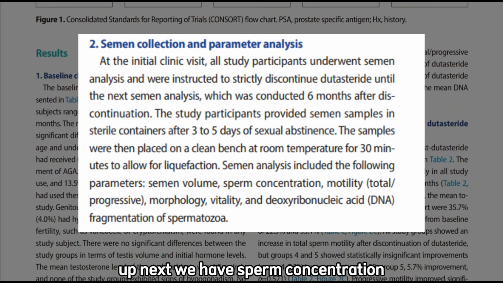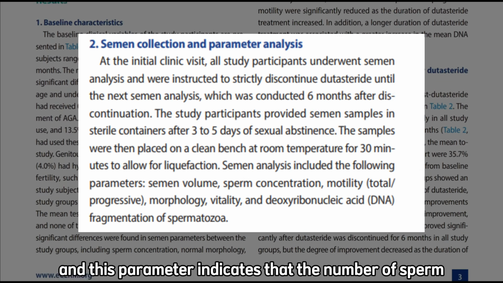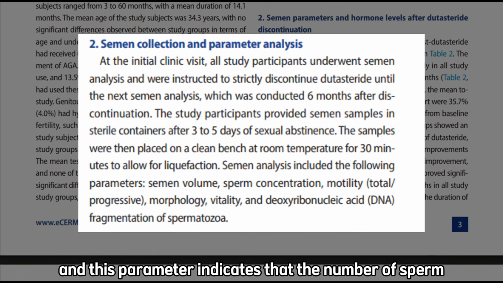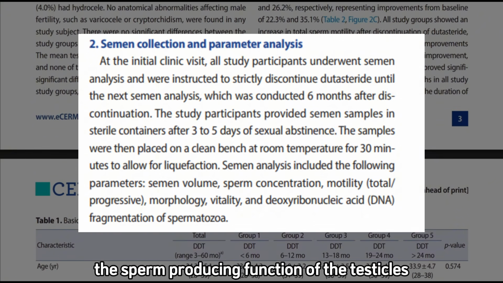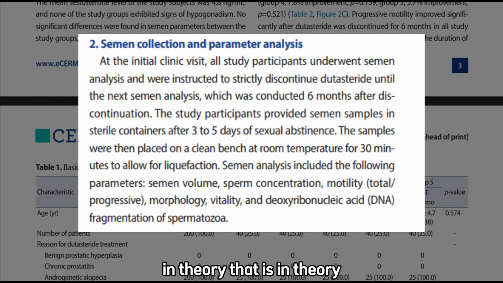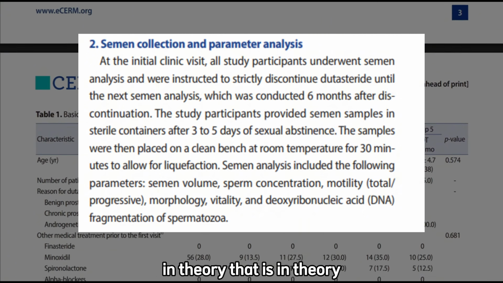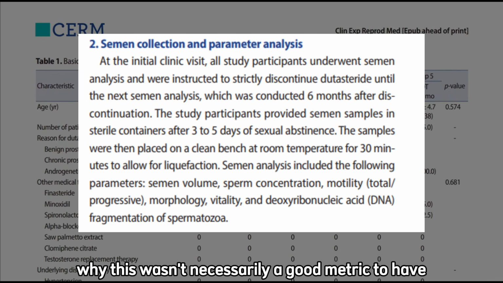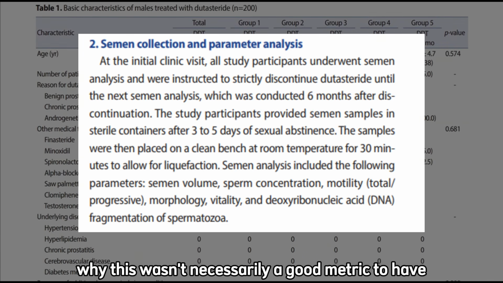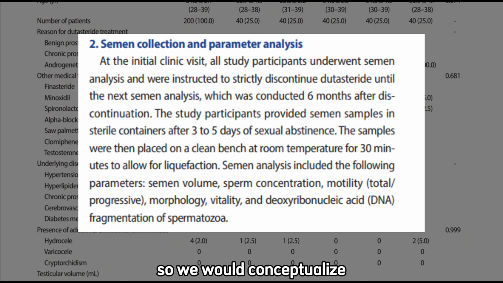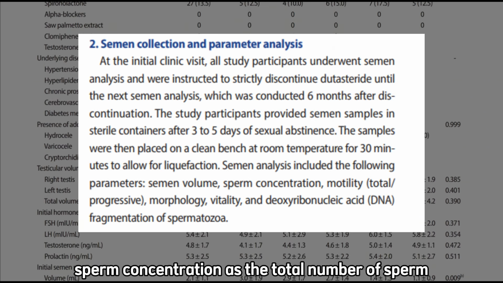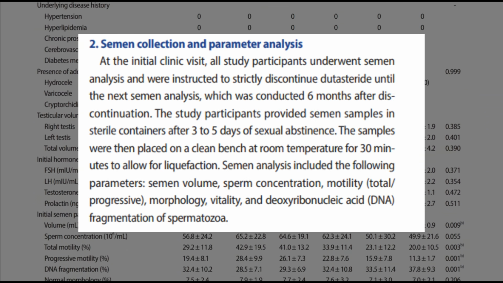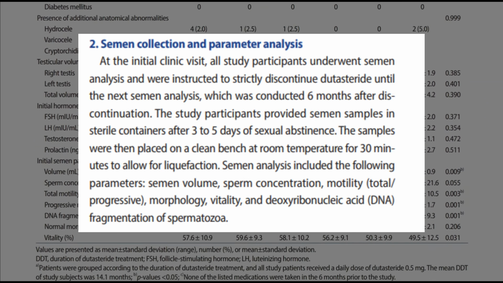Up next, we have sperm concentration, and this parameter indicates the number of sperm present per milliliter of semen. It helps assess the sperm-producing function of the testicles. In theory, and we'll touch on this later, why this wasn't necessarily a good metric to have. So we would conceptualize sperm concentration as the total number of sperm divided by the semen volume.